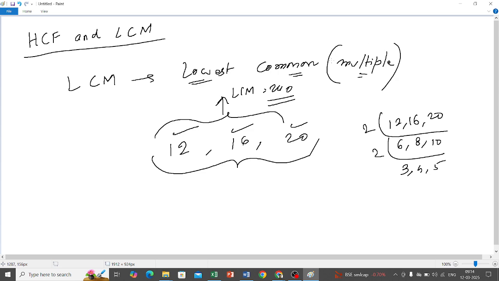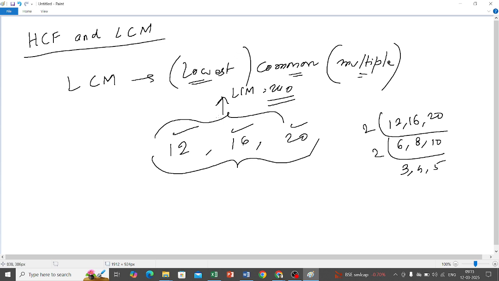Multiple is the number which is perfectly divisible by each of these numbers. That is the meaning of multiple. Common multiple means a multiple which is common to all of them. Common means which is common to all of them. So the word common multiple means a number which is divisible by all three of them.